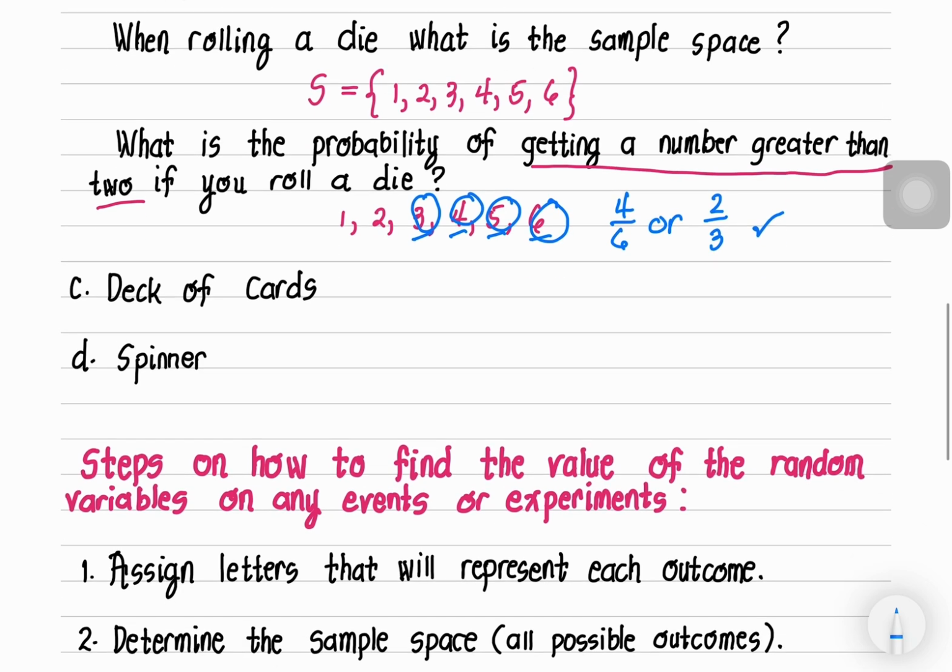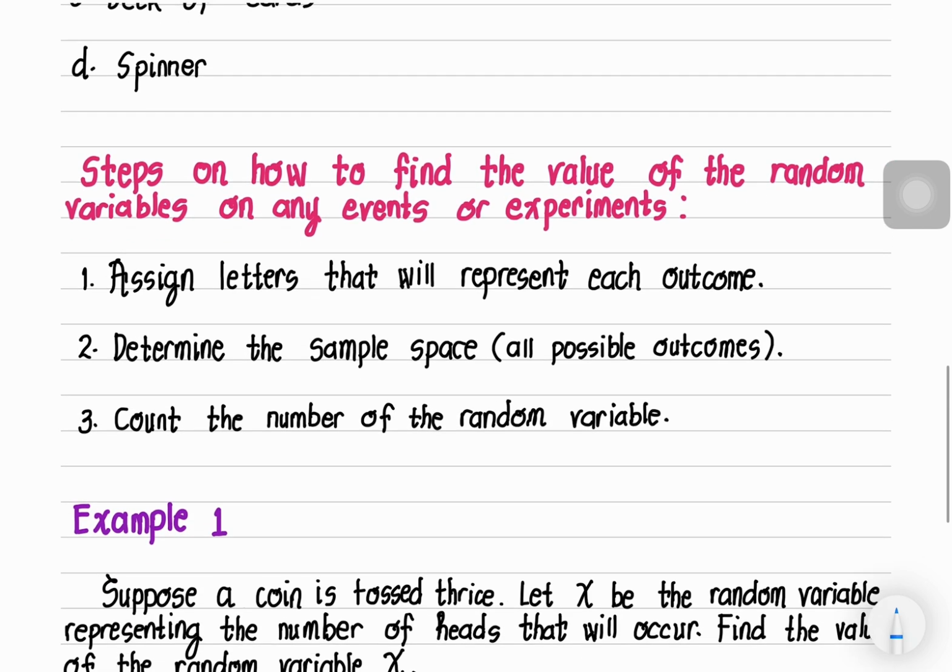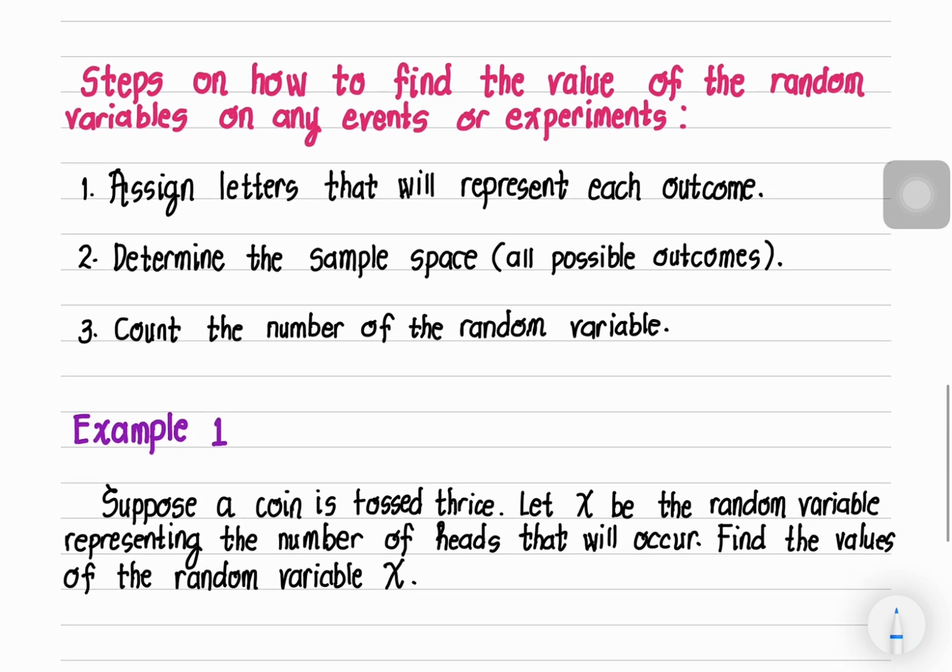Okay? So now, moving on. We have steps on how to find the value of the random variables on any events or experiments. So first, mag-assign tayo ng letters that will represent each outcome. And then the second one, determine the sample space or all possible outcomes. And then the third one, count the number of the random variable.